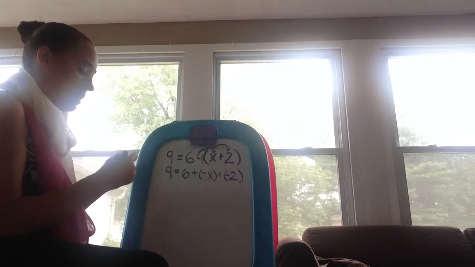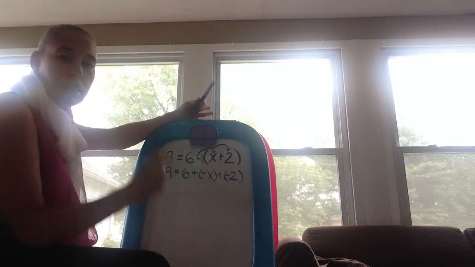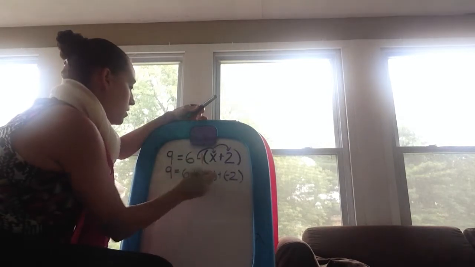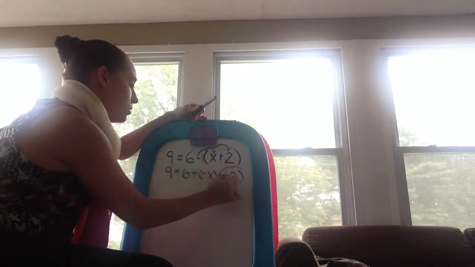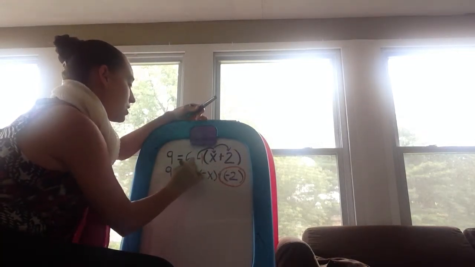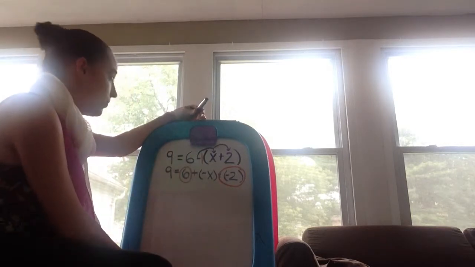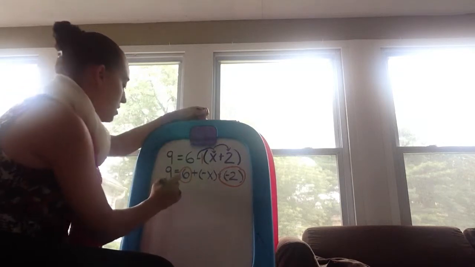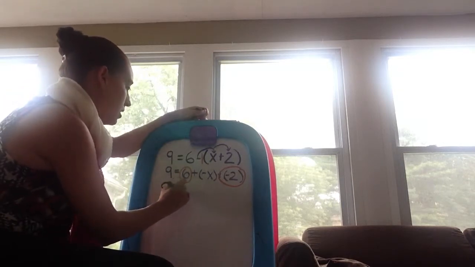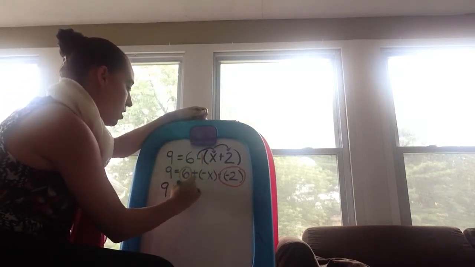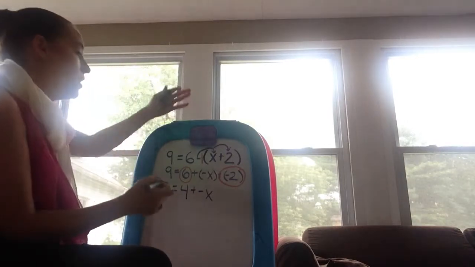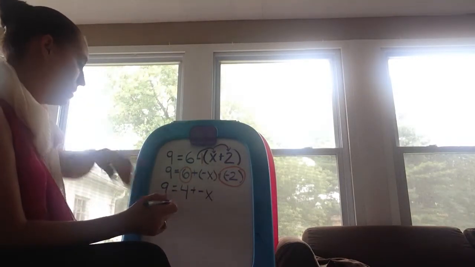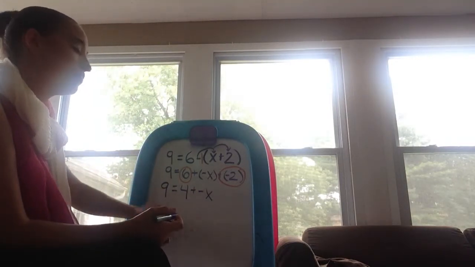So now the next step, what's next step? Remember we said combine like terms. So we have a 2 and we have a 6. Okay? So what's 6 minus 2? So now we have 9 equals 4 plus negative x.